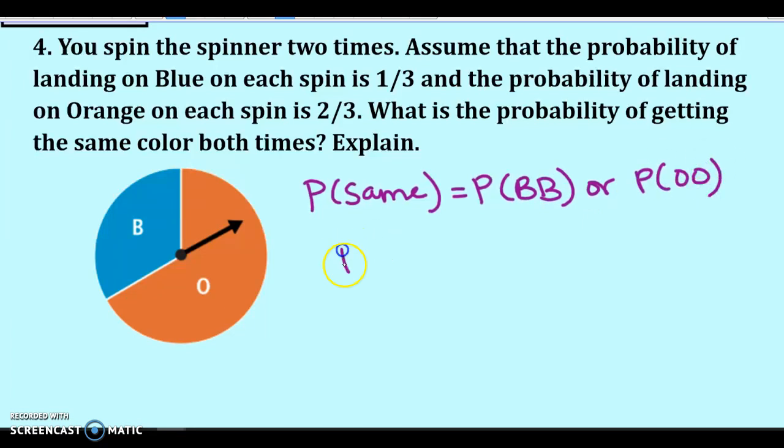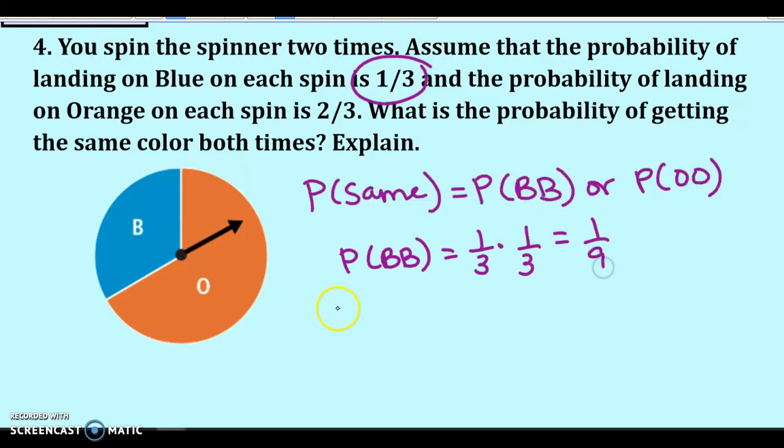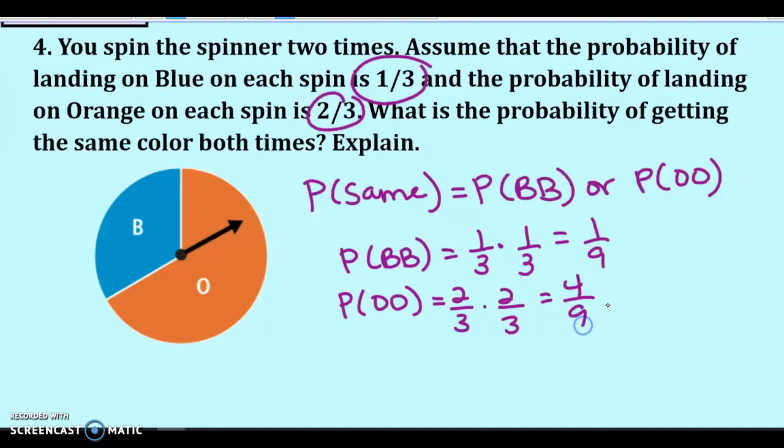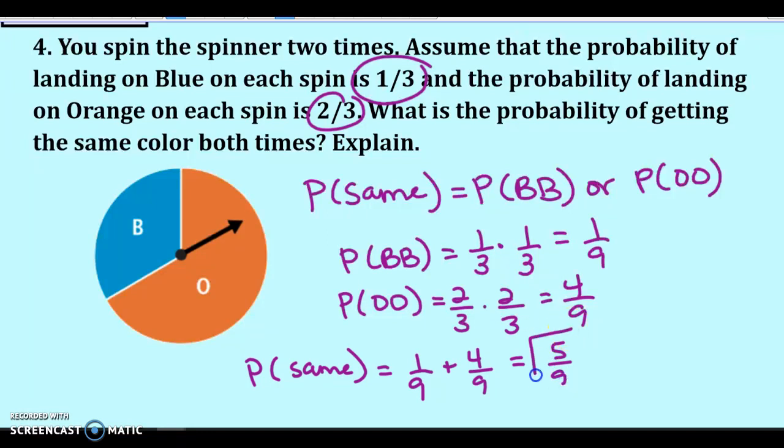So if I look at that, the probability of getting blue and then blue, well, the probability of the spinner landing on blue is 1/3. So that would be 1/3 times 1/3, which is 1/9. The probability of getting orange and then orange, well, the probability of landing on orange is 2/3. So 2/3 times 2/3, that's 4/9. I'm looking at the probability of either of those things happening. So the probability of you getting the same one twice would be the probability of getting blue then blue, plus the probability of getting orange then orange. So that is 5 out of 9.